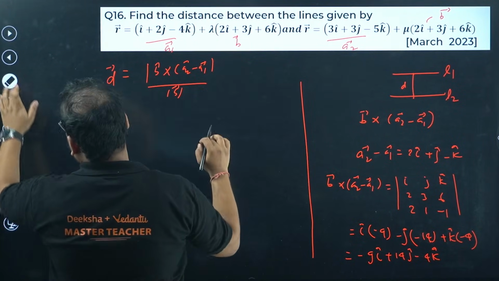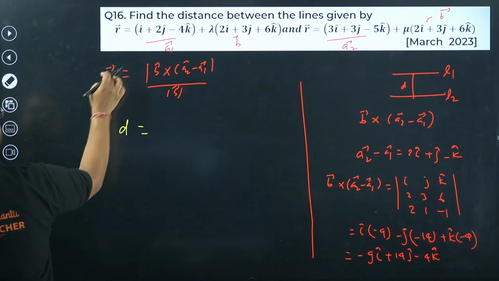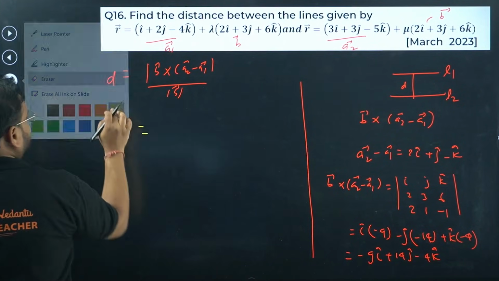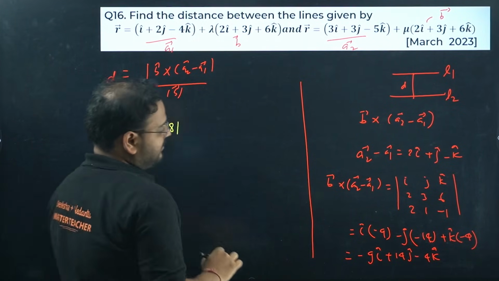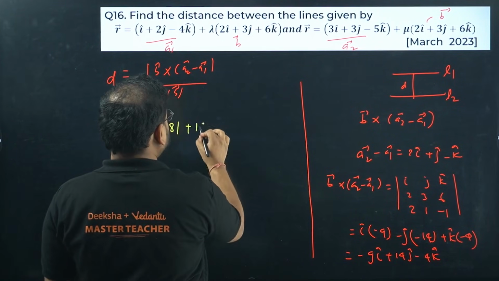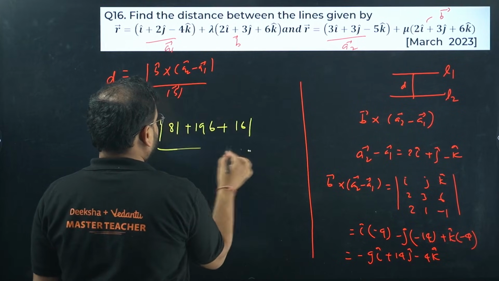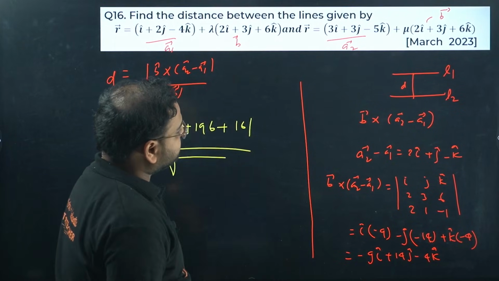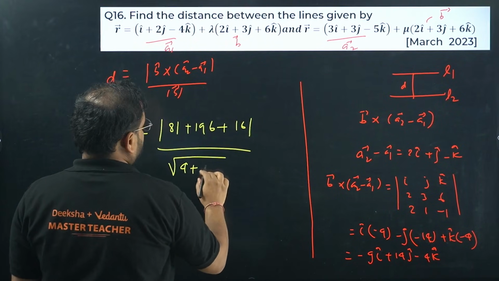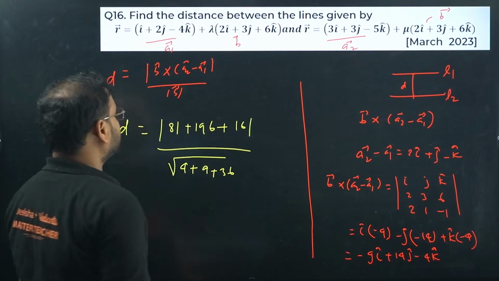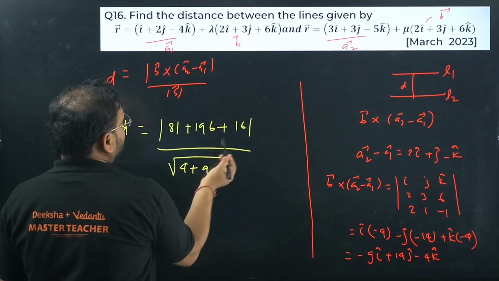I can write it below better. Sorry, it's not d vector, my bad. This is the shortest distance, no? It's a length, not a vector. Just d. So we'll have here 81, then we'll have here 196, and the last is 4, so 16, divided by modulus of the vector b. Vector b is given over there. So we have 4 plus 9 plus 36, right? That's going to be what? 49 only.